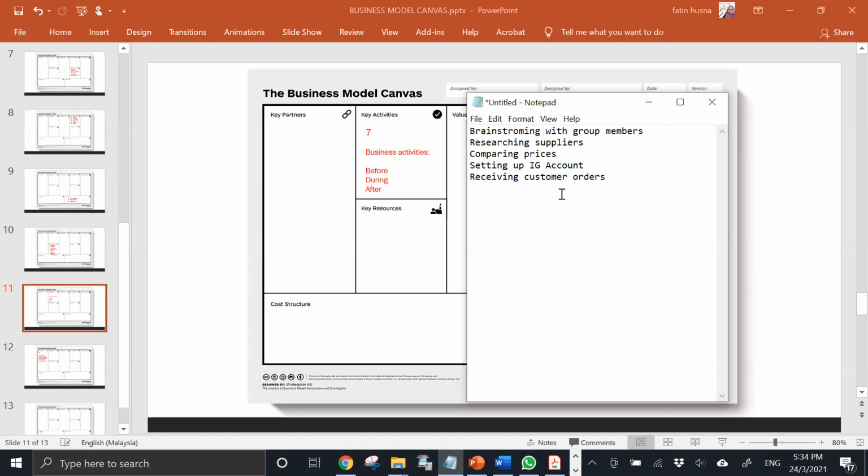After is like closing accounts, doing customer surveys. If you have something like closing the IG account, you can put it there. Basically, after is not much. So after is basically closing accounts and also the customer survey. So you must have before, during, and after of the business.